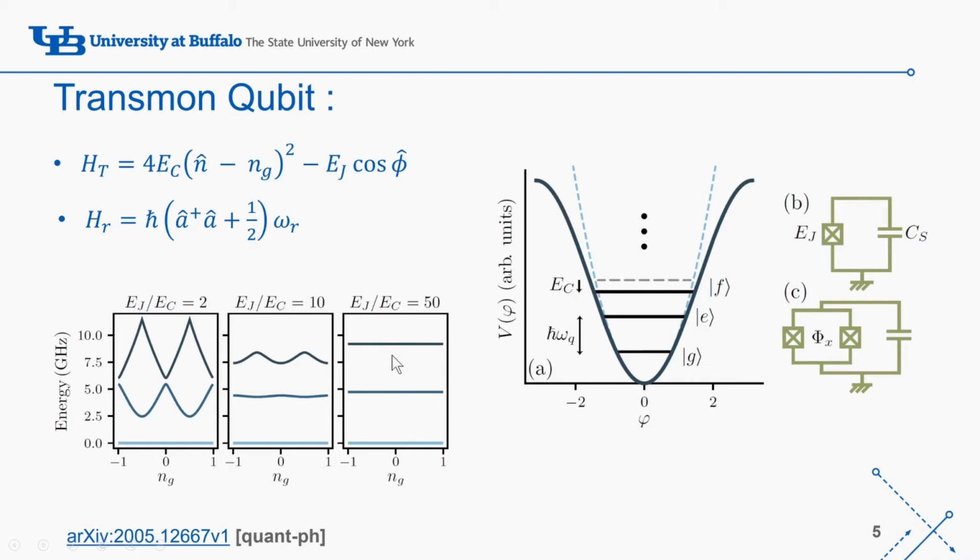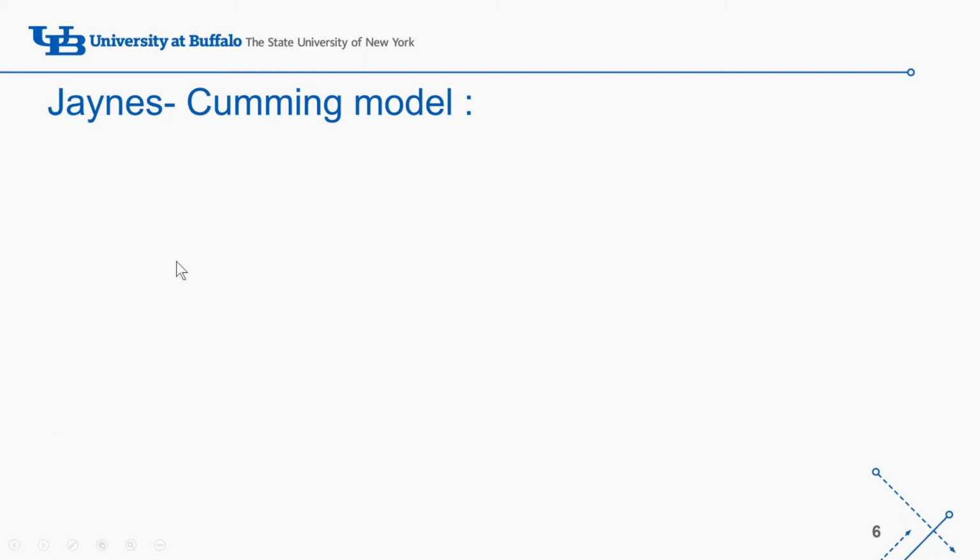Right? So next, what I'll do is couple this cavity and the Transmon qubit, and we'll try to see what our model predicts, and then I'll show you how my code is also giving the same results. So let's start with the Jaynes-Cummings model. Over here, I've shown the Hamiltonian H_JC.